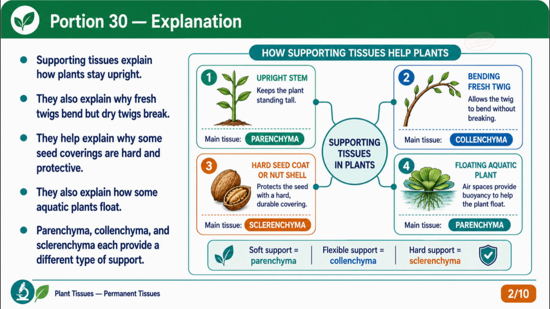Explanation. Supporting tissues answer everyday questions. What keeps a plant upright? Why a fresh twig bends but a dry one breaks? Why seed coats are hard? And how water plants float. Three simple, permanent, supporting tissues do these jobs: parenchyma, collenchyma, and sclerenchyma, each giving a different kind of strength or flexibility.